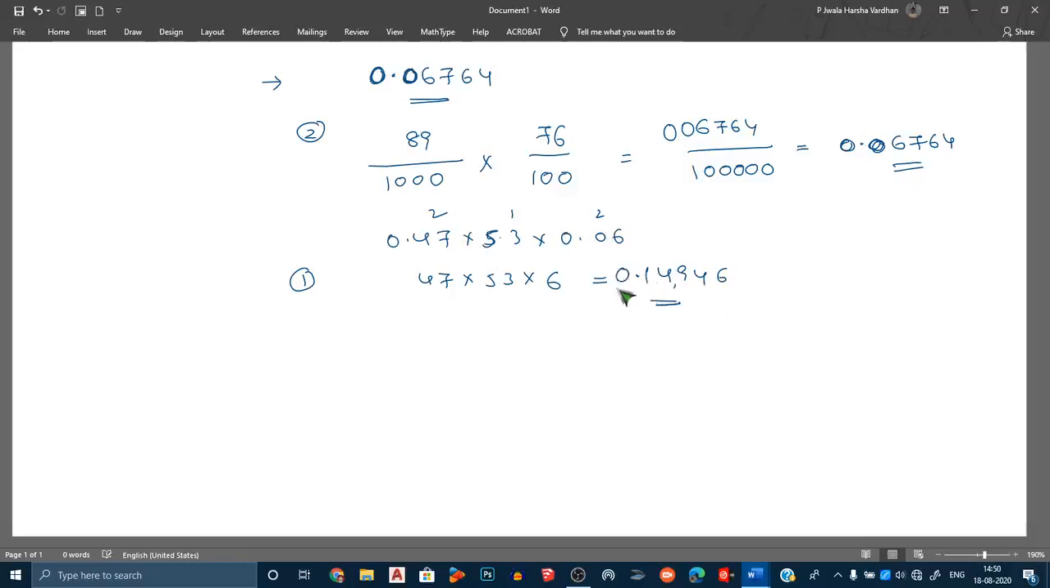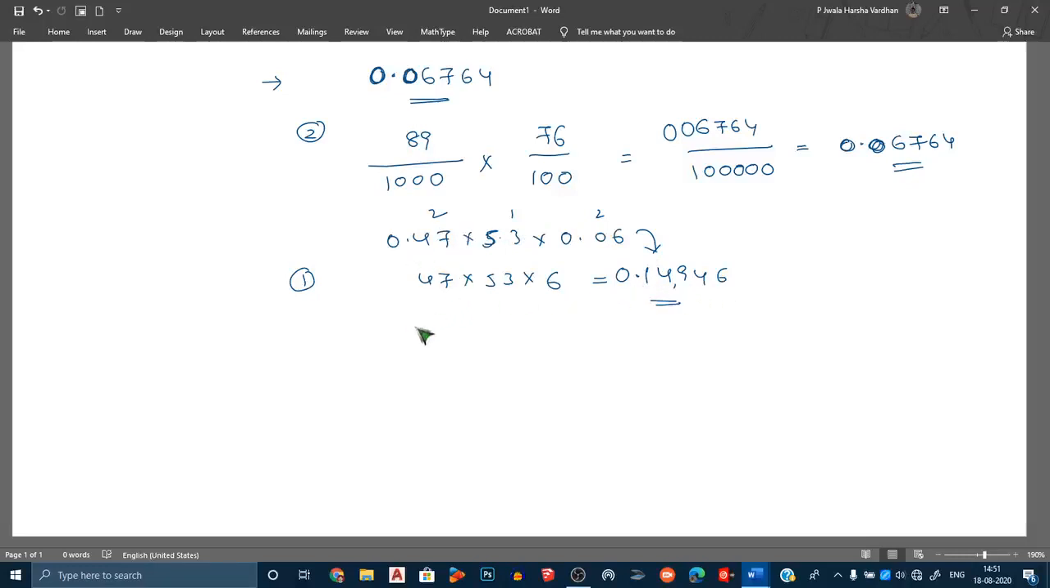So this is 0.14946. Yes, 0.14946. So this is the answer for this one. Now after multiplication you will get this number. Now I am putting the point according to the number of digits after the decimal places. So add them. 2 plus 1 is 3, 3 plus 2 is 5. So leave 5 digits and put a point here, and you will get the answer.